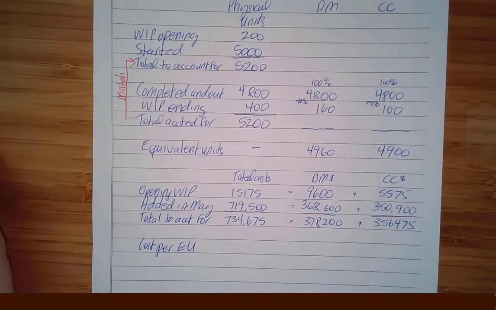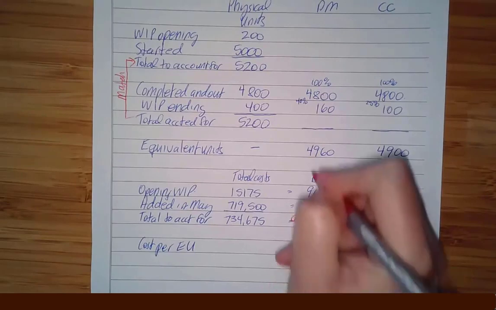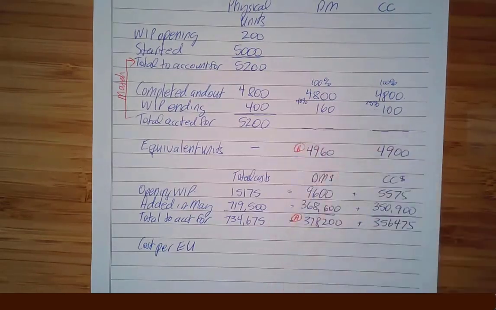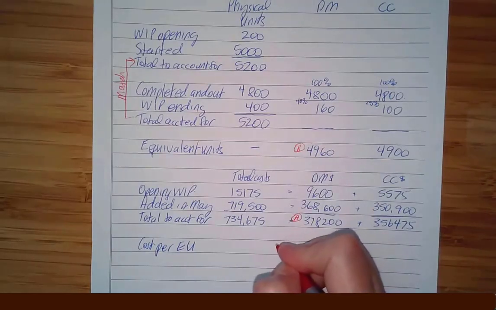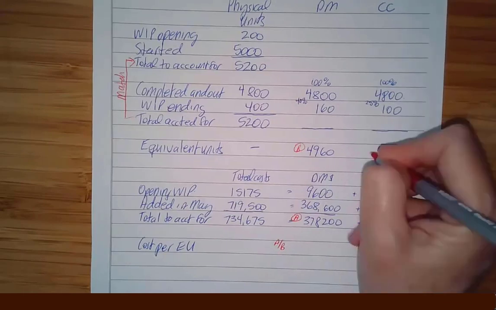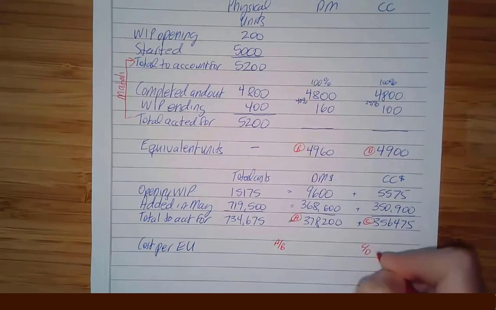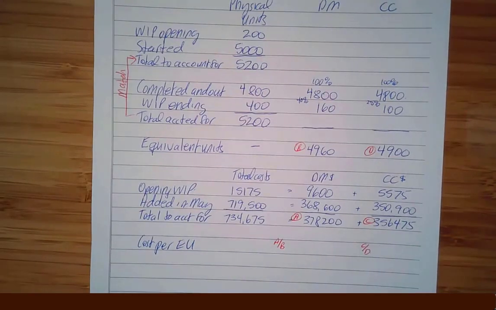Let me just grab another color pen. What I'm going to do is take this number and divide it by that number, and that will tell me the cost per equivalent unit. So I'm going to take A and divide it by B. I'm going to take C and divide it by D. And that will get me the cost per equivalent unit.